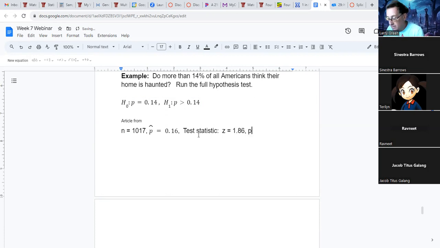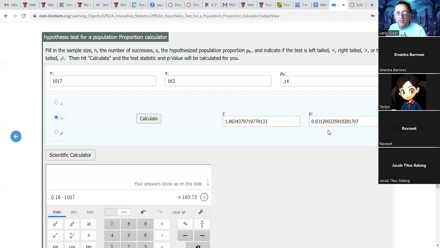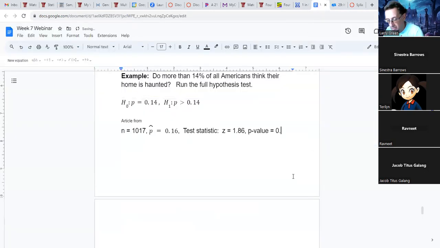And the p-value was equal to 0.03, 0.0312. Okay, notice this is one of those where if you have a type 1 error, or if you have a type 2 error, is it that big a deal?